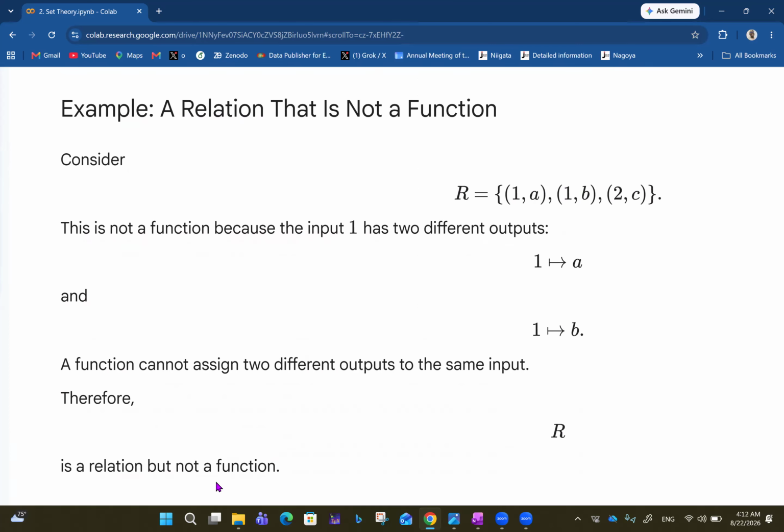Therefore, R is a relation but not a function. This is a relation but not a function. So we have three connecting concepts now. You have the Cartesian product, and you have a relation, which is a subset of a Cartesian product. And then you have a function, which is also a relation, right? So it means it's a subset of the Cartesian product. But the fact is that every element in the domain is mapped to only one unique element in the codomain, only one output.